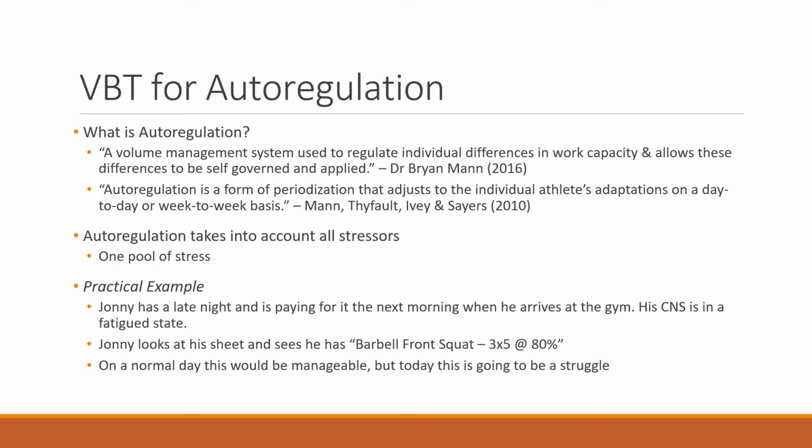So what is autoregulation? We have two different definitions here. Firstly, one from Dr. Brian Mann from his book. Autoregulation is a volume management system used to regulate individual differences in work capacity and allows these differences to be self-governed and applied. And secondly, from a study by Mann, Thiele, Ivey, and Sayers, autoregulation is a form of periodization that adjusts to the individual athlete's adaptations on a day-to-day or week-to-week basis.